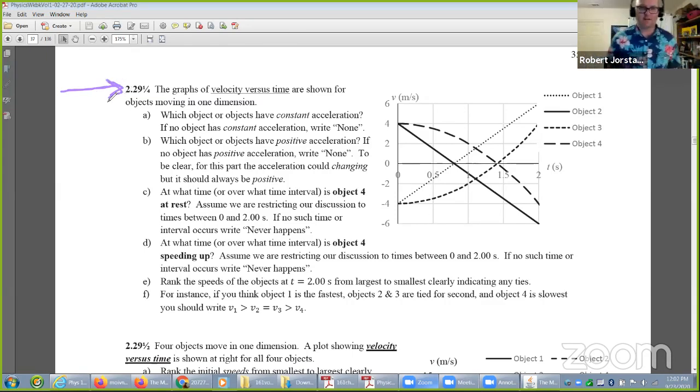The graphs of velocity versus time are shown for objects moving. Okay, VT. I'm going to circle that before I forget. I want to remember I'm looking at a VT plot. I'm not doing XT anymore. Okay. Let's see. Who's feeling frisky? I'll give you a minute to kind of read through these, and then I'm going to start picking on you guys, okay?